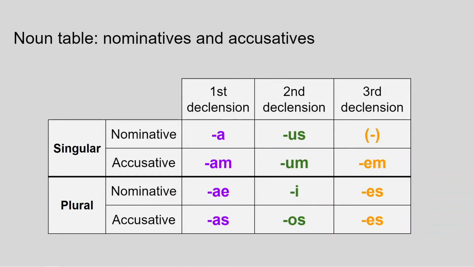Now this might look a little bit stressful, but bear with me and we'll have a look at some sentences using this table to help us. You can still see that the A vowel runs through the first declension and that the E runs through the third declension. So that should be one indicator to help you.